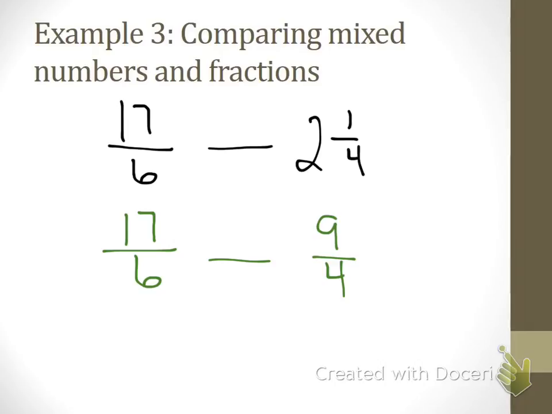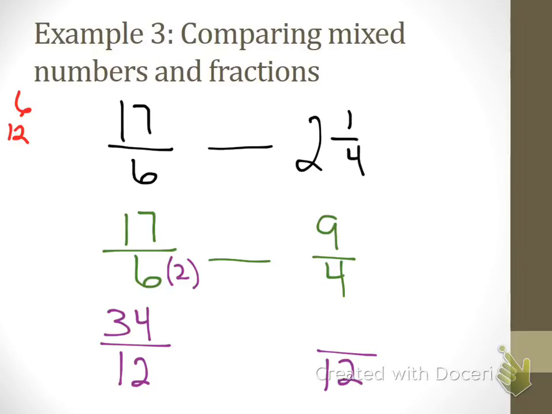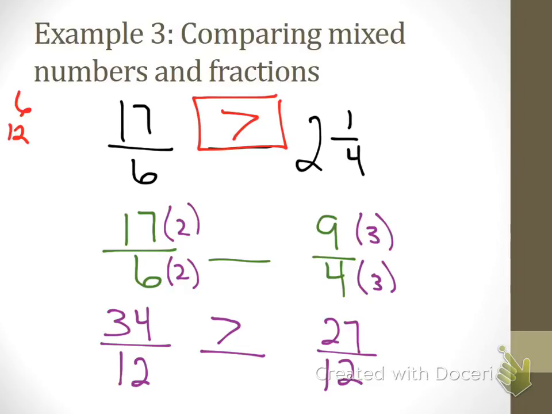If you list multiples, guys, you should find the LCD. Doesn't go into 6, does it go into 12? Yes, so 12 is my LCD. All right, now I just create my equivalent fractions. 6 times 2, so 17 times 2. 4 times 3. So 9 times 3. And now, which one is clearly bigger? 17 over 6. All right, so that's how I compare.